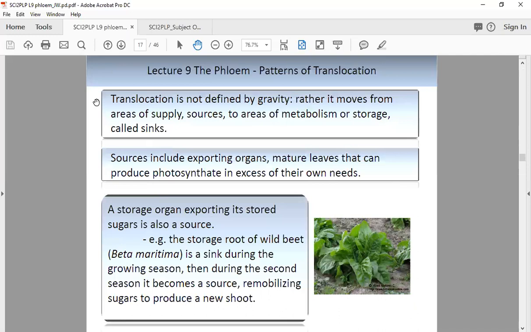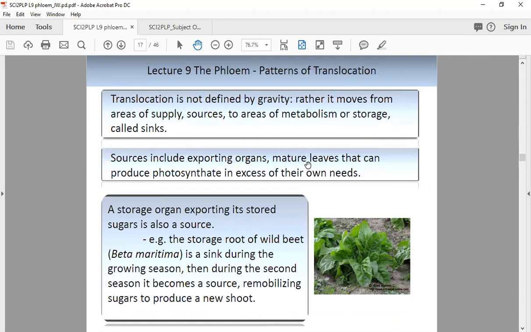So let's think about what part of the plant would act as a source. So obviously the major source in any plant would be the mature leaves. But there's also sources that would probably surprise most people depending on the plant species. So sources will include exporting organs, of course mature leaves, which we just said, and we're talking about mature leaves here as sources because they are the leaves that can produce photosynthate in excess of their own needs. So they've got basically leftover that they can export.